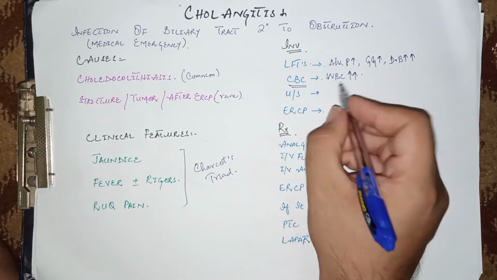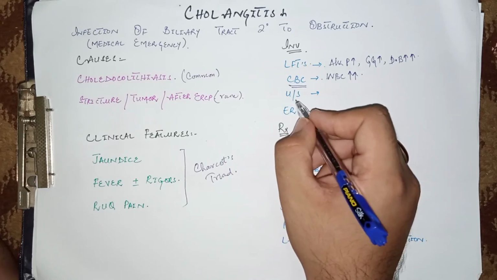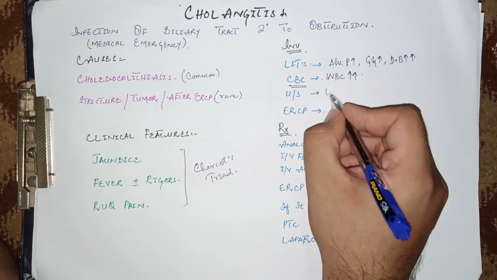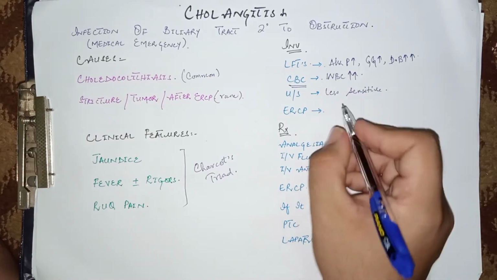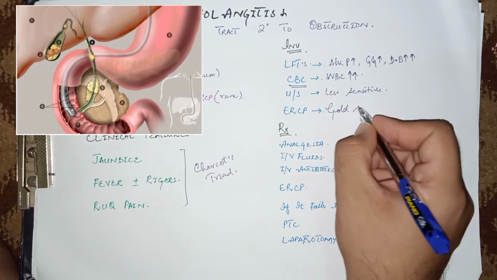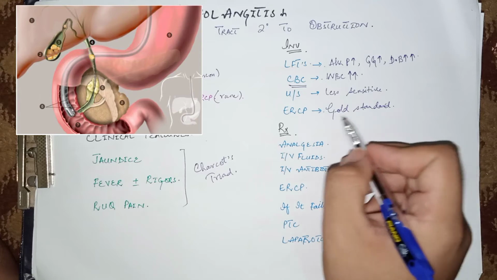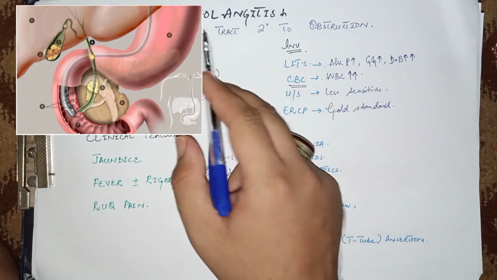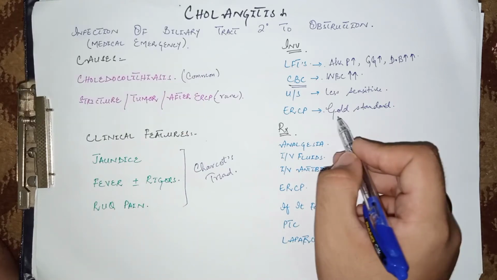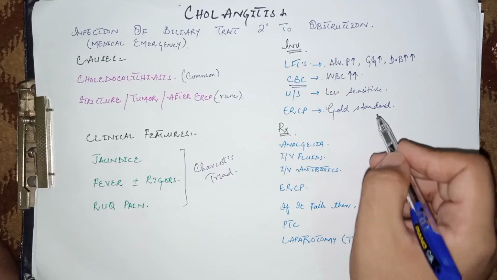And ultrasound is the initial investigation, but it is less sensitive. It is more important for problems in the gallbladder. So ultrasound is a less sensitive investigation, and ERCP is the gold standard investigation for the diagnosis of choledocholithiasis or stones, because these stones are responsible for this cholangitis or infection in the biliary tract. So it is the gold standard investigation, or the investigation of choice, for biliary stones.